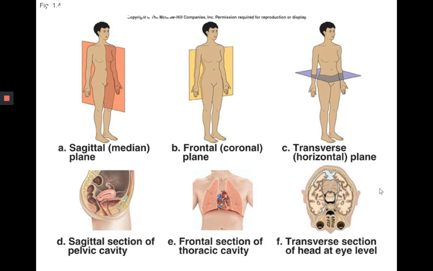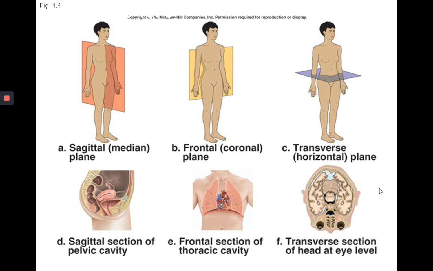The sagittal, also called the median plane, is going to separate the human body into a left and right side. The frontal, also called the coronal plane, is going to separate the human body into a front and back side. And the transverse, or horizontal plane, is going to separate the human body into a top and bottom side. And you can use these planes to take sections of the human body in different locations.